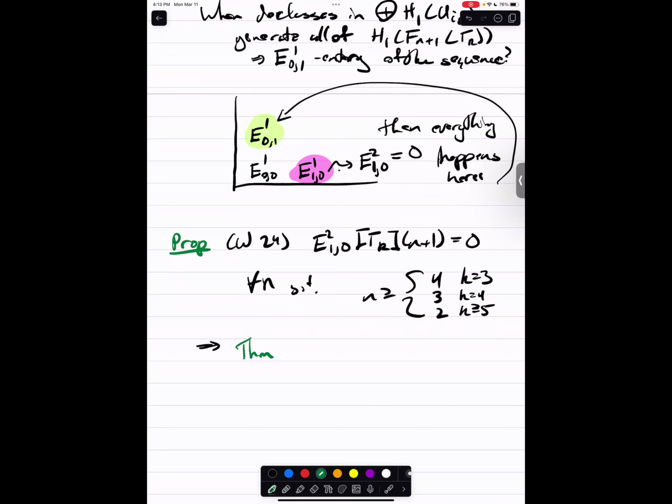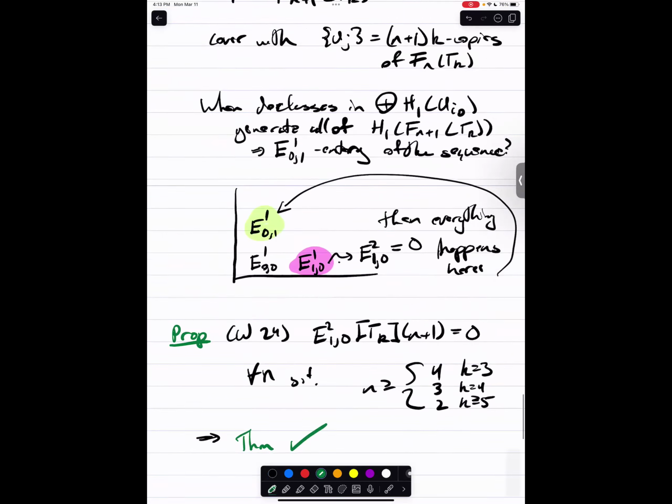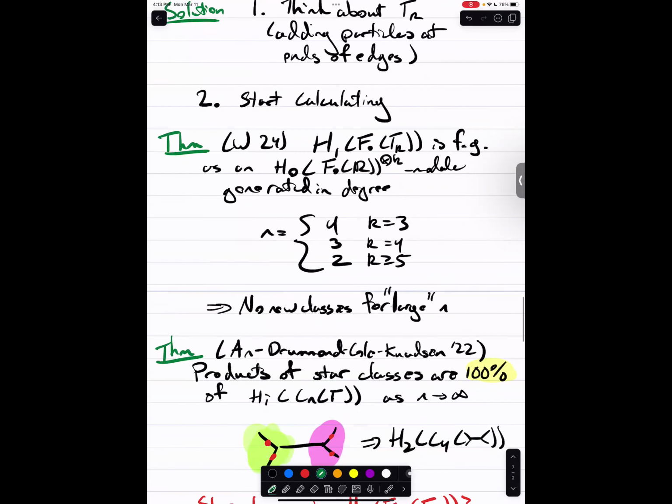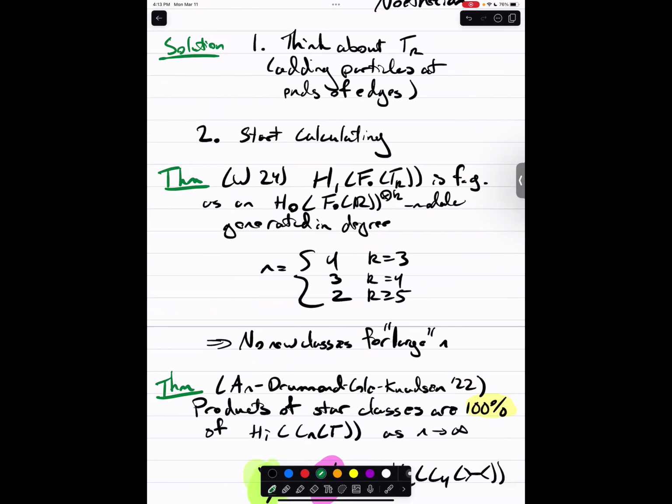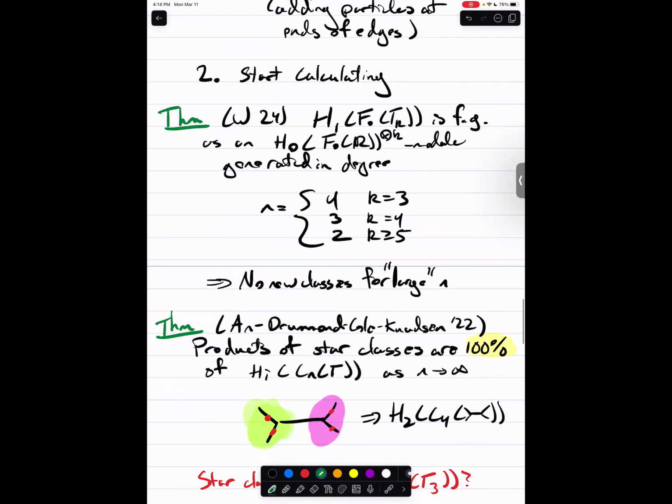Theorem, check mark. We can say, going back up to our theorem up here, we now know that the first homology of the ordered configuration space of particles in the star graph gamma k is going to be finitely generated as a module where we're just adding points at the ends of our edges, and we know which generation degree. We can say when k is equal to 3, once we have 4 particles, we have everything. When k is equal to 4, once we have 3 particles, we have everything, and when k is equal to 5, with 2 particles, we have everything.